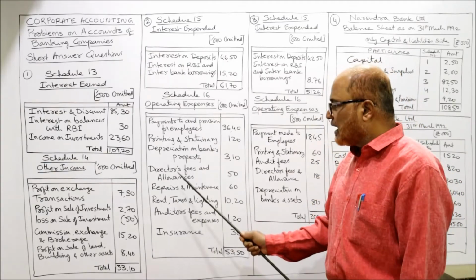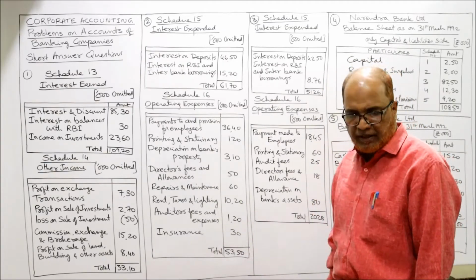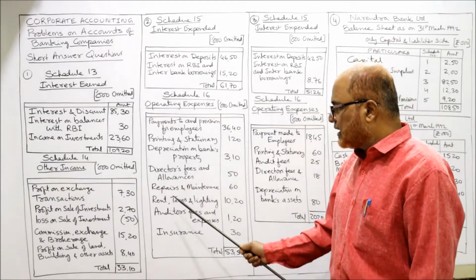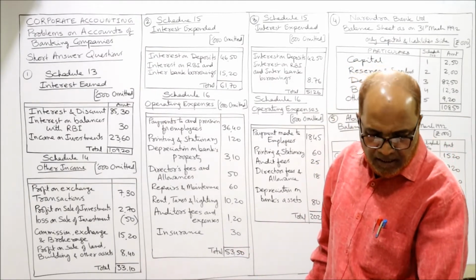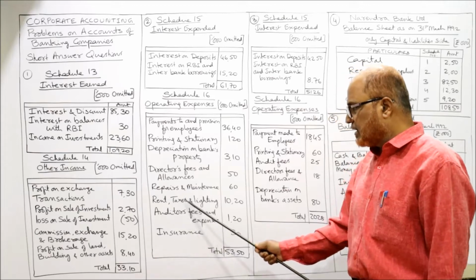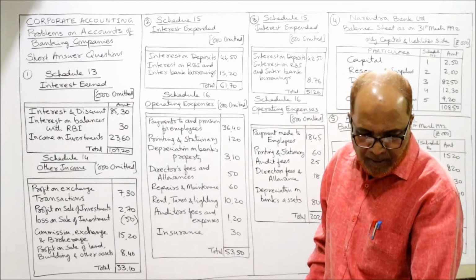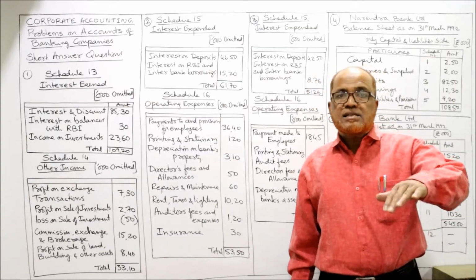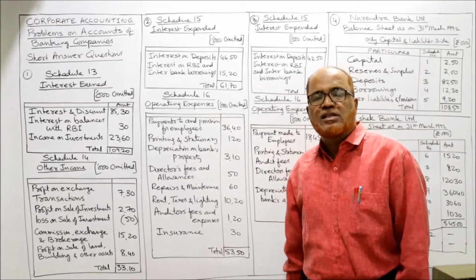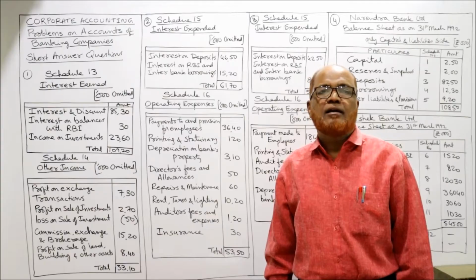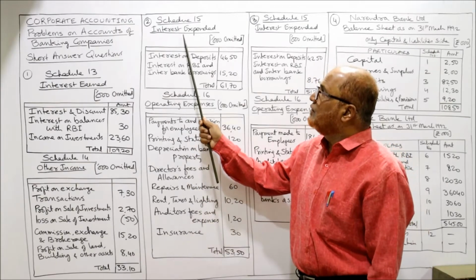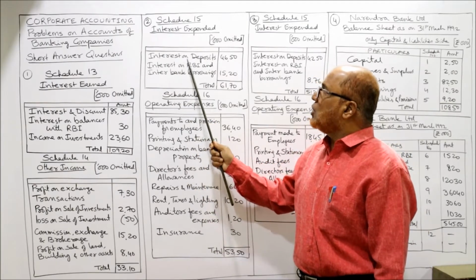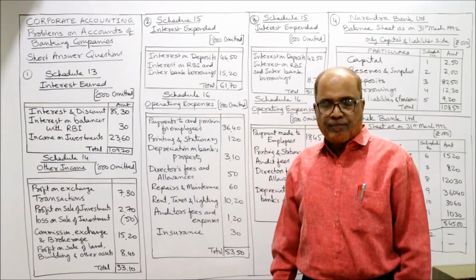Then directors fees and allowances 50. Next comes repairs and maintenance 60. Next comes rent, taxes and lighting 1020. Next one is interest on deposit. Interest paid on deposit. This is interest expended. That will be taken in schedule number 15. So interest on deposit 4650, right?